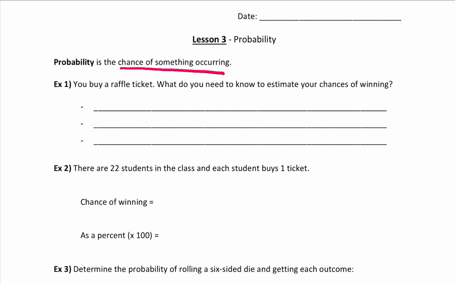So if you buy a raffle ticket, what do you need to know to estimate your chances of winning? Well, one of the things you would need to know is how many tickets are sold. If you bought one raffle ticket and I told you that I only sold 5 raffle tickets, well, you might think, okay, well, 1 out of 5, that's not too bad. But if you bought 1 ticket and I told you that I sold 1,000 tickets, then you're feeling like your chances aren't quite as good.